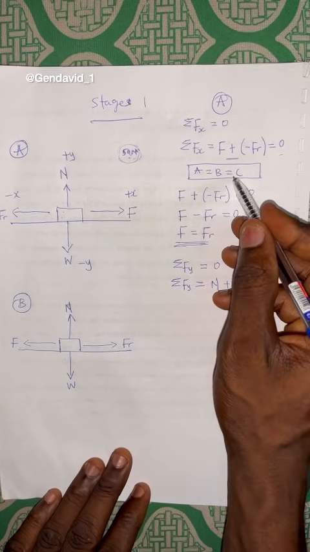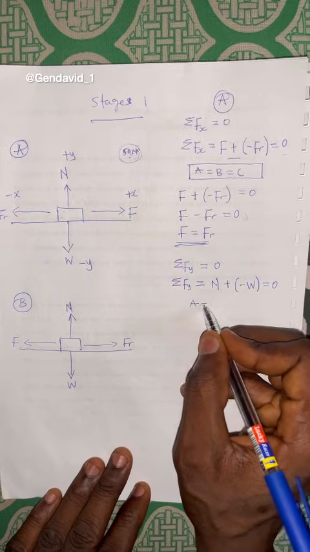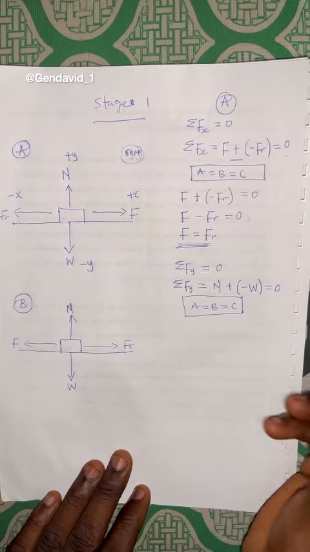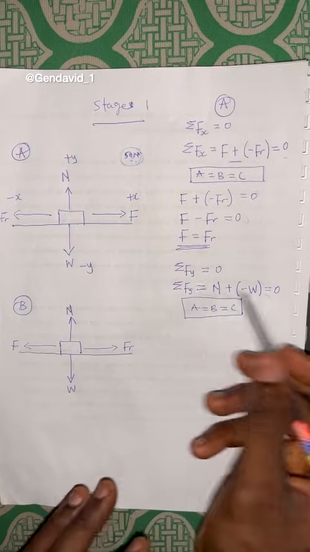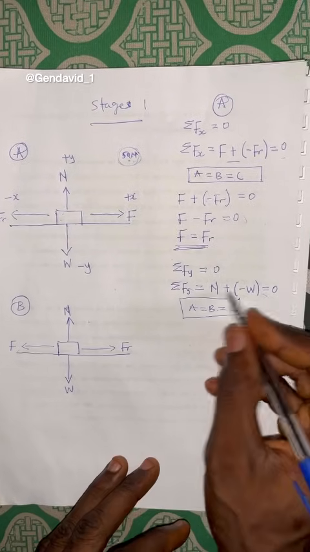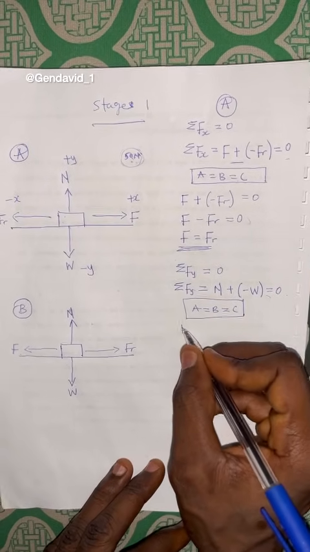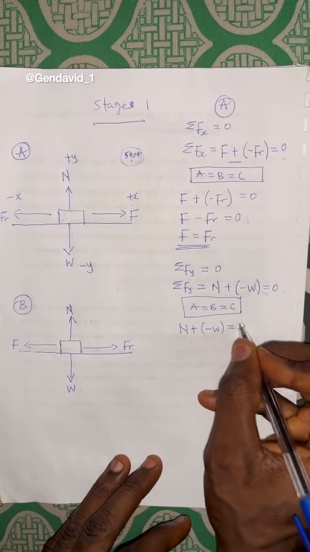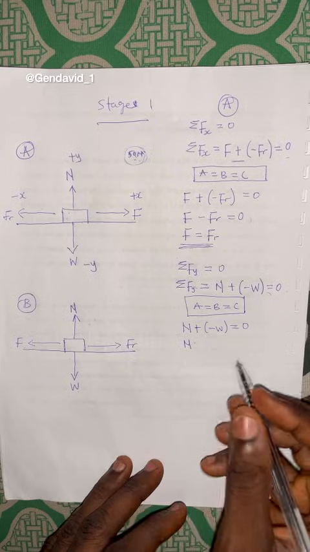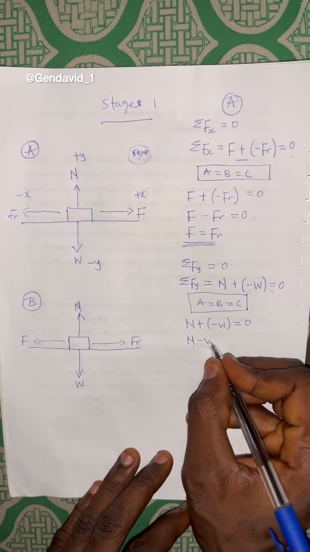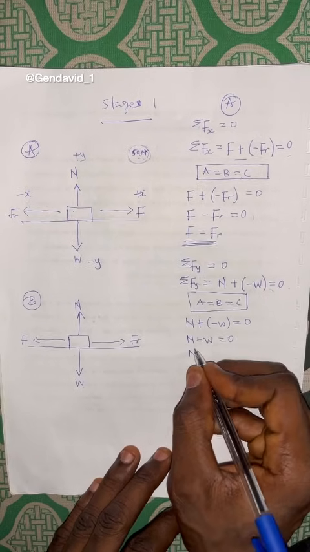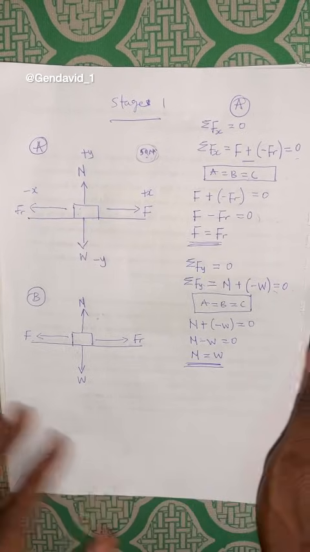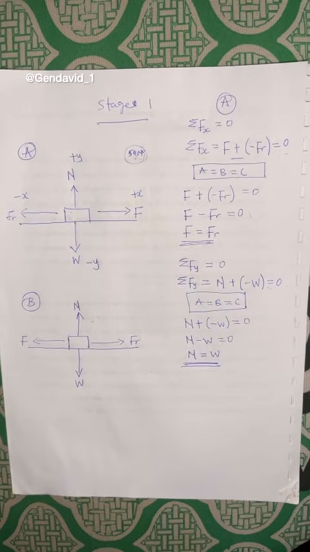Then with the explanation I explained here, A can be equal to B, while B can also be equal to C. That is, if this happens, according to what we have here, then we can take any one out of this equation. So I'm bringing this and this one. So I have N, then plus, in brackets, minus W to be equal to what? 0. Then obviously, when we open this bracket, I have N minus W to be equal to 0. Then N can be equal to what? W.